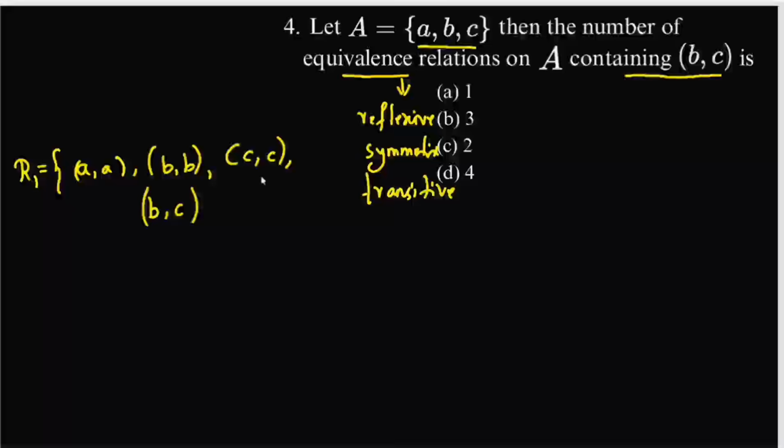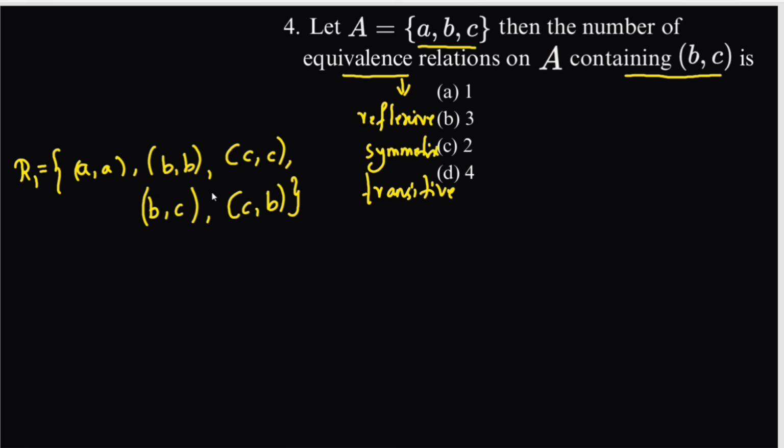Now let us check whether these 3 conditions are satisfied for this relation. First one was reflexive. Here we can see all the reflexive conditions are satisfied. Yes. Second condition is symmetric. The symmetric condition is satisfied here for these 3. Yes. But for B comma C it is not satisfied. So what should we include? We have to include C comma B. Now check whether it is transitive. Yes, it is satisfying the condition of transitive. So we close this set. So this is one of the equivalence relations.